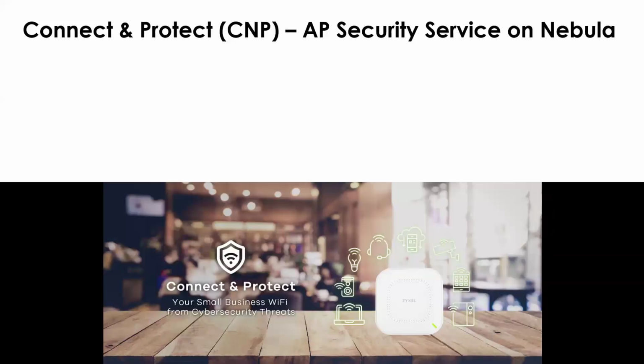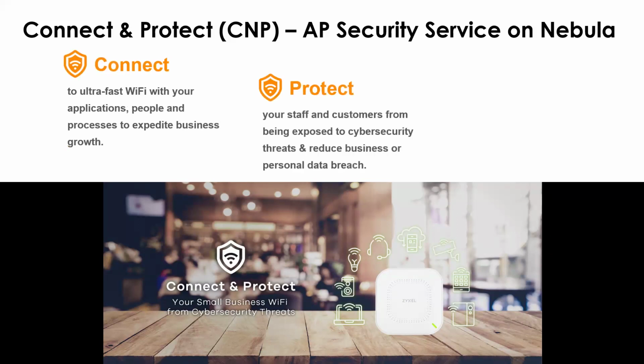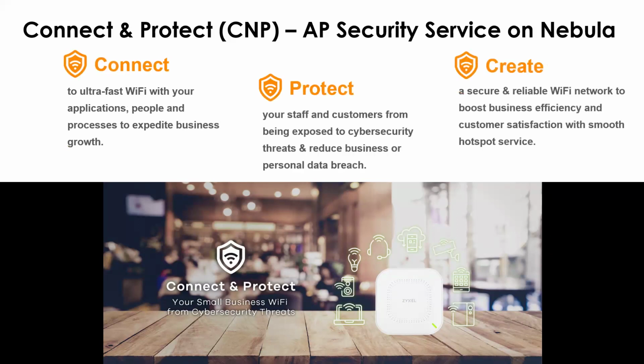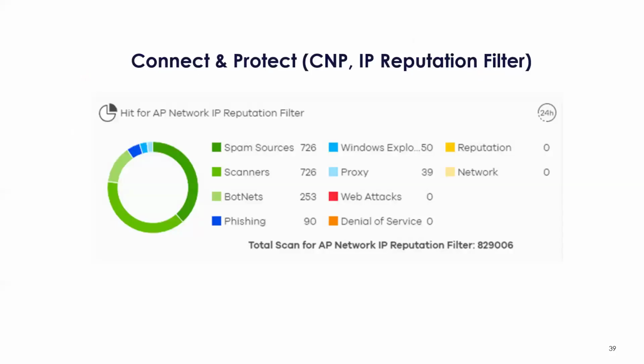We'll talk briefly about some additional licenses that aren't really tied to Nebula, but you will see them when you go into the license management part of the Nebula interface. We have what's called Connect and Protect. This is a license for our access points. It works with Nebula, it works without Nebula. What it does is provide UTM light features in the access point itself. So this is a license you can buy to unlock some additional security for your access point.